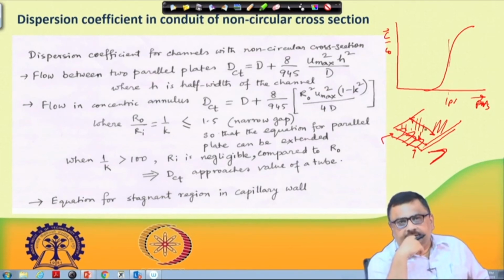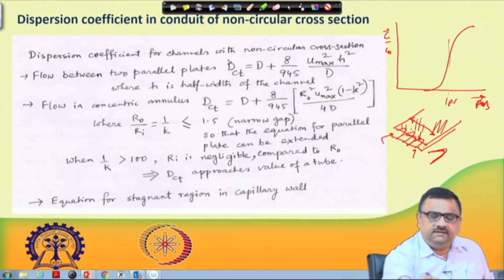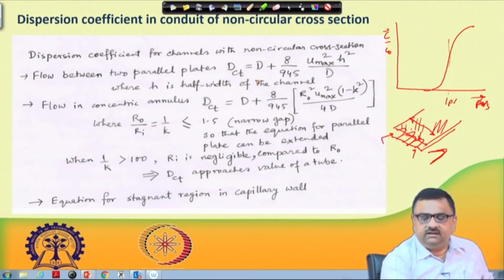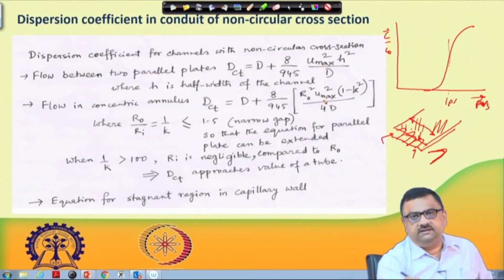Now in this case it has been shown that for flow between two parallel plates, the dispersion coefficient D_CT can be written as D, the contribution from axial diffusion, plus 8 by 945 u max square h square divided by D. What was u max? u max is the maximum velocity. Maximum velocity is typically the velocity at the center.